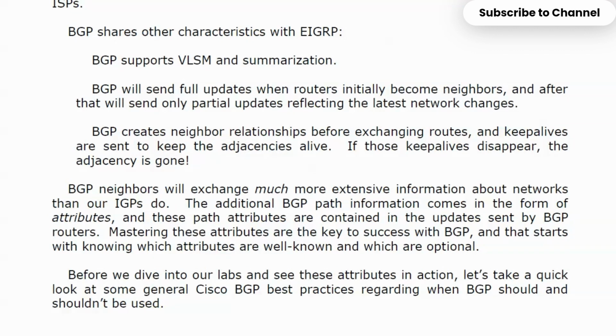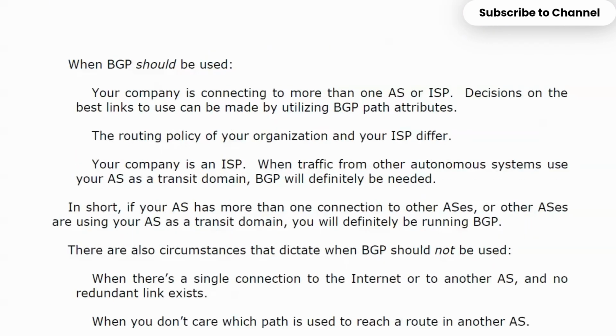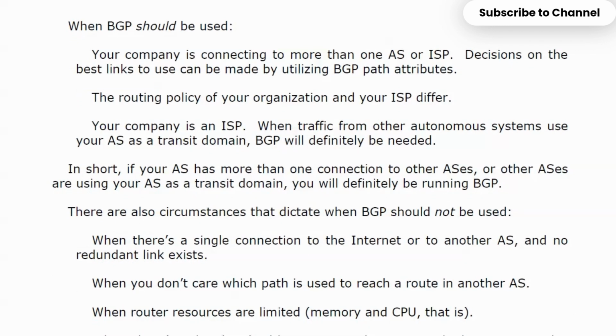And right now we're going to take a quick look at some general Cisco best practices regarding when BGP should and should not be used. Now, when BGP should be used is when your company is connecting to more than one AS or ISP, because decisions on the best links to use can be made by utilizing these BGP path attributes. We will see that live. The routing policy of your organization and your ISP just may differ a little bit. That's when BGP can come in handy.